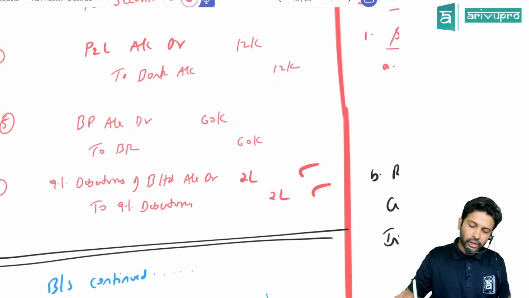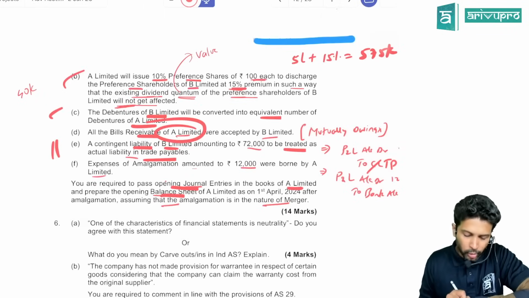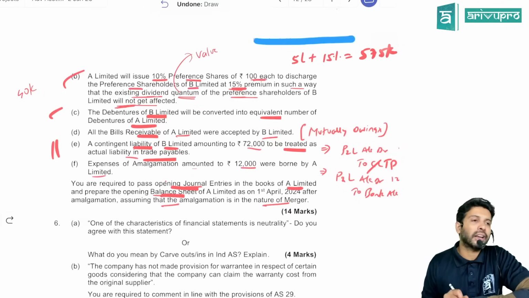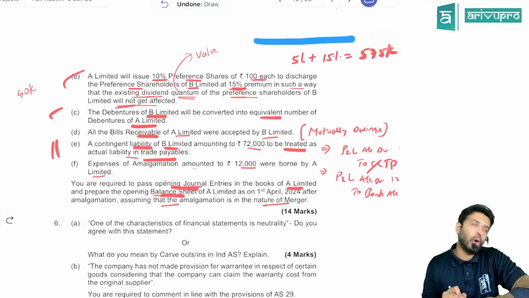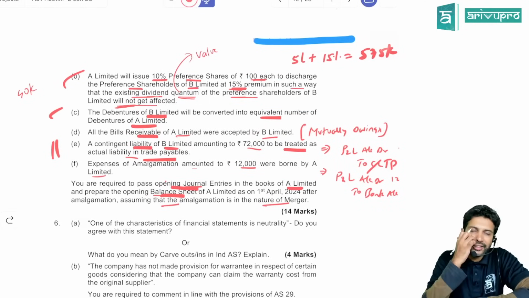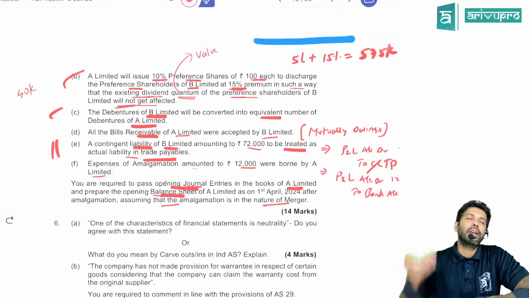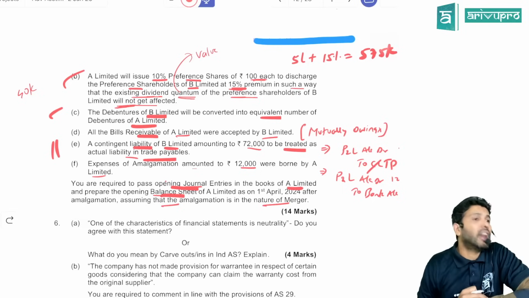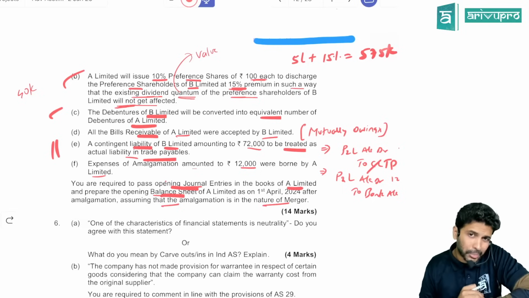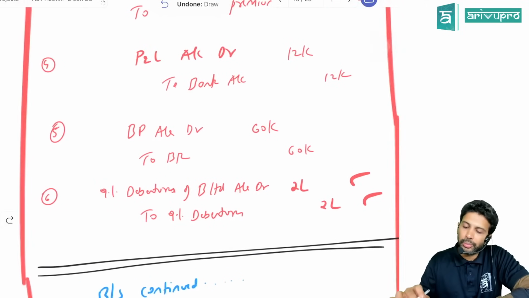Yes. These are all common entries. So this is done. All bills receivable of A Limited have B Limited's acceptance. This is nothing but your mutual owings. What should we do for this? Cancel. So how do you cancel bills receivable? Bills receivable is an asset. Assets have a debit balance. How do you cancel? Credit. Bills payable is a liability. Liability has a credit balance. How do you cancel? Debit. So the entry will be bills payable account debit to bills receivable account.